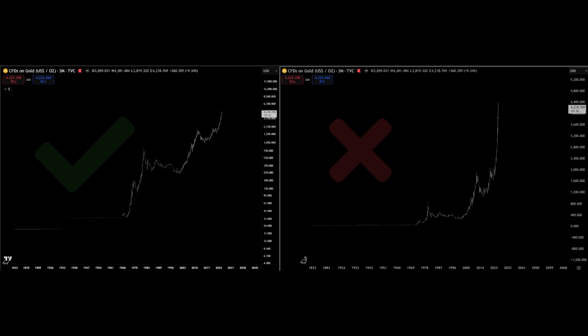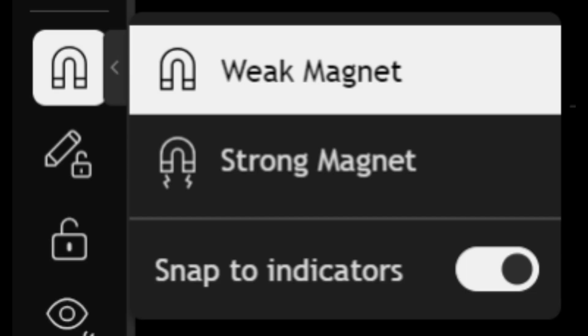Only with log scale can you accurately see fractals, wave structure, proportionality, speed, Fibonacci relationships, natural scaling. Linear distorts, log reveals. 2. Magnet tool always set to weak. We mark reference points that must remain precise across multiple time frames. One wrong pixel on a high time frame can break an entire structural interpretation. Weak magnet equals accurate manual precision.